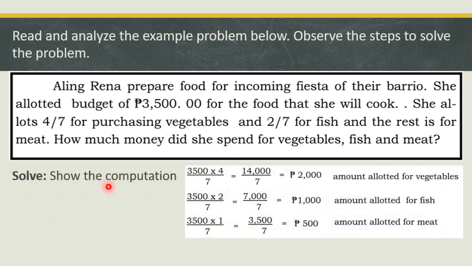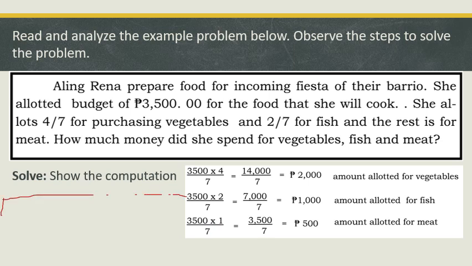So, solve natin siya. So, ang mas madaling paraan dito ay, ayan. So, i-multiply natin yung 3,500 sa 4/7. Tapos yung 3,500 sa 2/7. Tapos yung 3,500 sa 1/7. Isa pang paraan dito, yung tulad ng ginamit kanina, kung 7 ang hati.